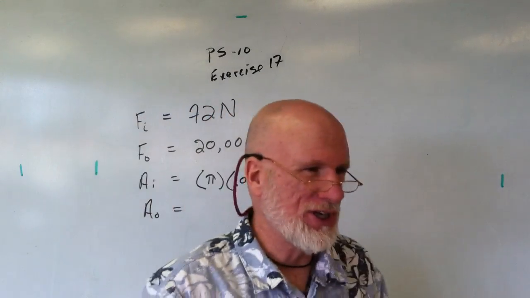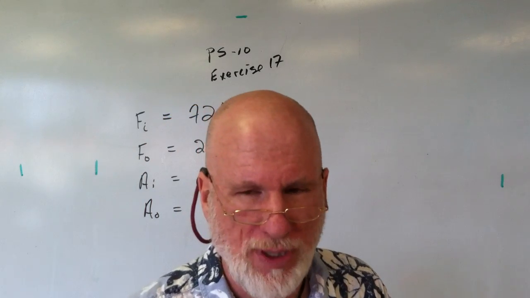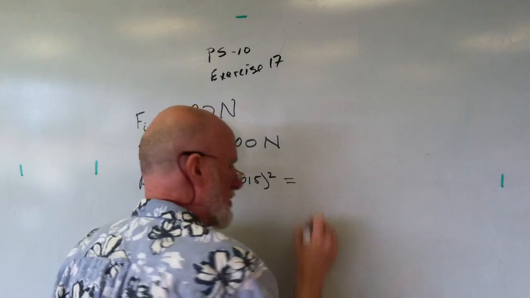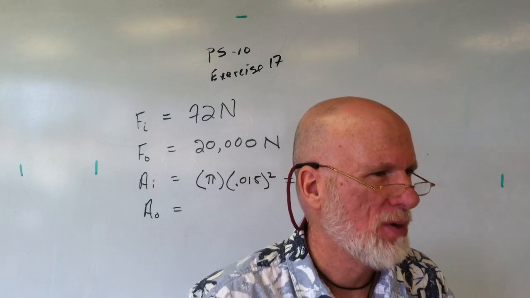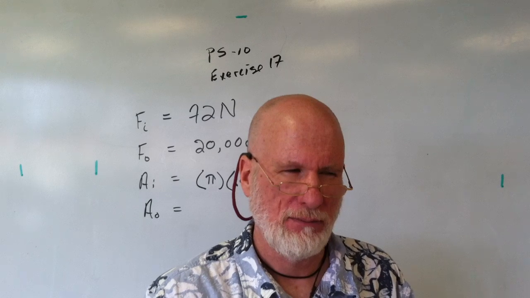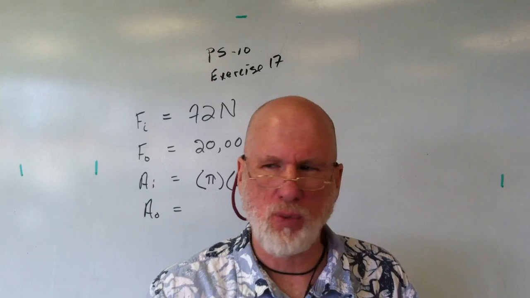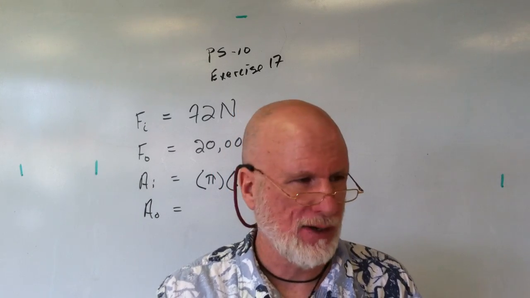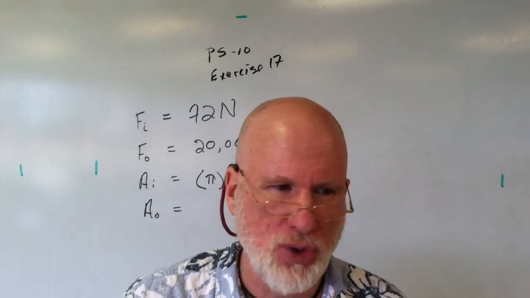So, could you give me a number? What's pi times 0.015 squared? Give me a few sig figs here so we don't have sig fig error. Yes? 0.071. Is that right? No, that's not right, is it? 3.14, or just put pi into your calculator, times 0.015 squared.